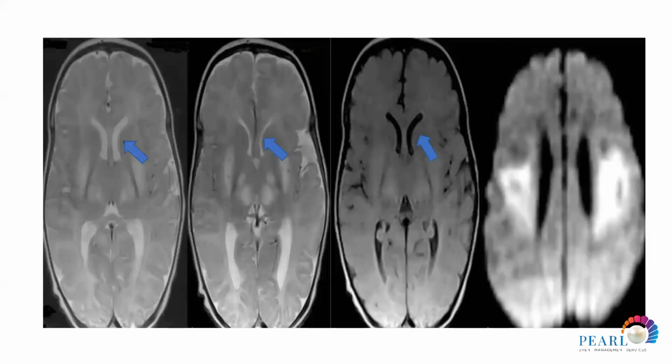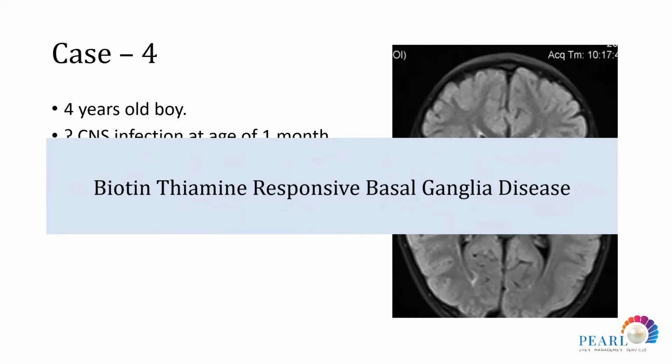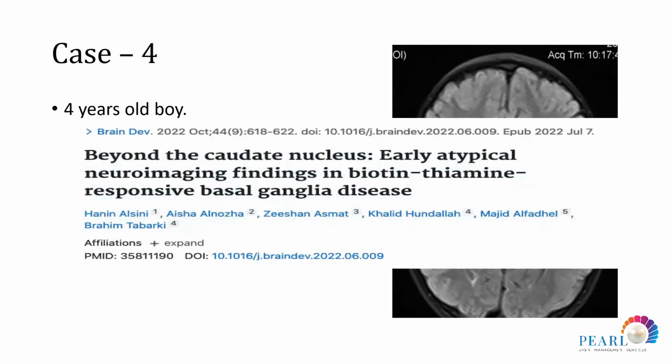When we looked back at his MRI at age of 1 month, he was having high signal in the basal ganglia, in the thalamus, and subcortically. But interestingly, the caudate head was spared. And also, he was having diffusion restriction in the perilymphatic area, which is a typical distribution for biotin-thiamine responsive basal ganglia disease. So this patient was started on biotin and thiamine, as the genetic testing showed a homozygous truncating mutation, which is consistent with complete loss of function in SLC19A3, which confirmed the diagnosis of biotin-thiamine responsive basal ganglia disease. After he started biotin and thiamine, there was a great improvement. And we even reported these early atypical neuroimaging findings of the thiamine responsive basal ganglia disease.